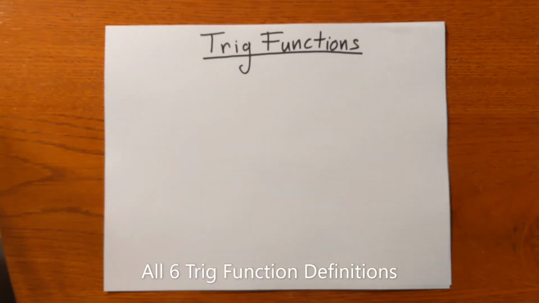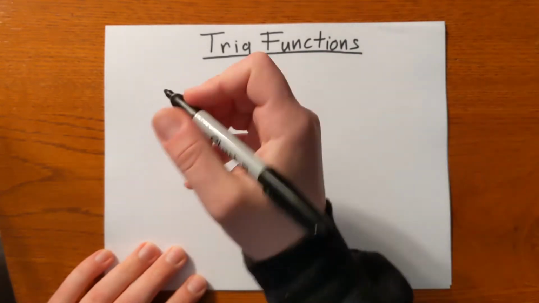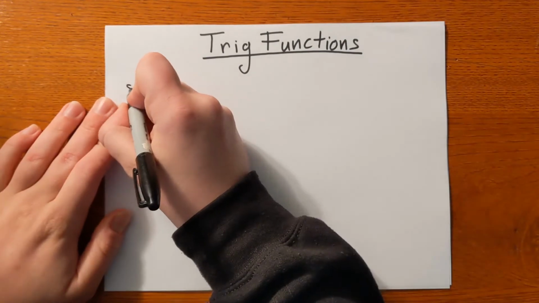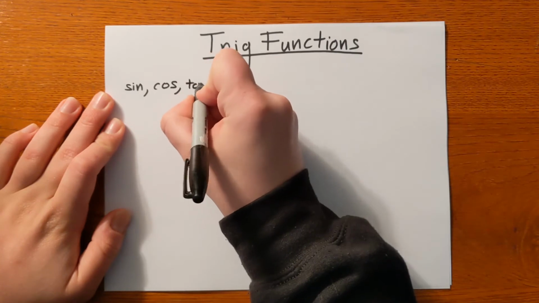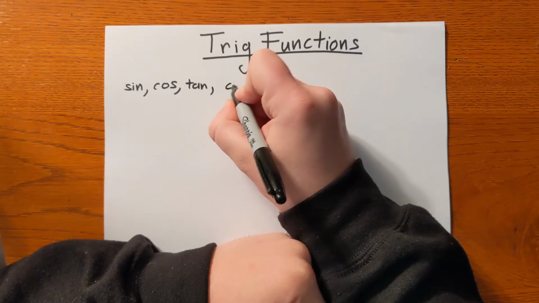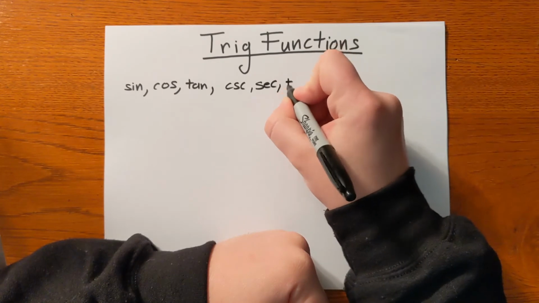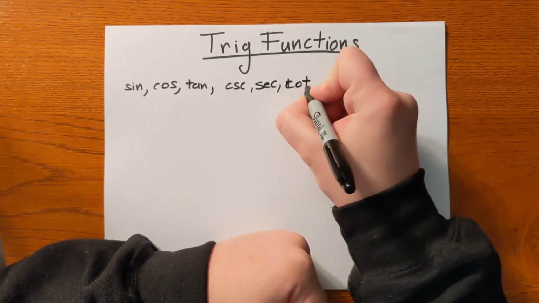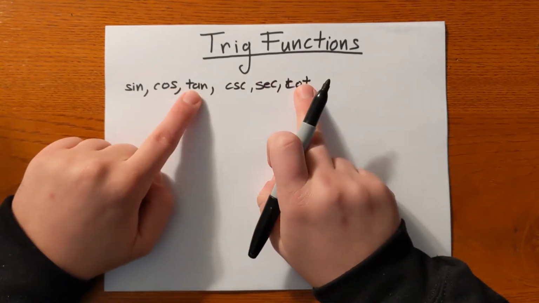Hey guys, this is just going to be a brief review of the 6 trig functions and how you can identify them with the sides of a right triangle. So the 6 trig functions are called sine, cosine, tangent, and then there's 3 more called cosecant, secant, and cotangent. Now, these two are related, these two are related, and these two are related, and we'll get into that when we actually define them.